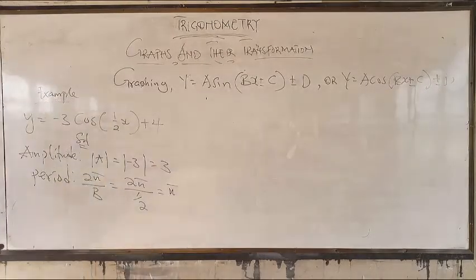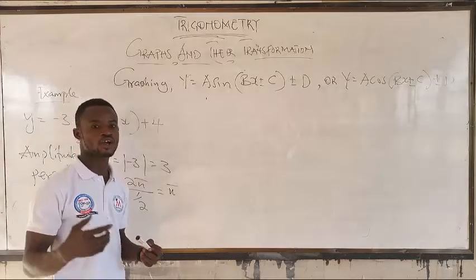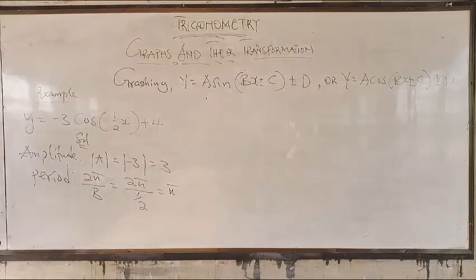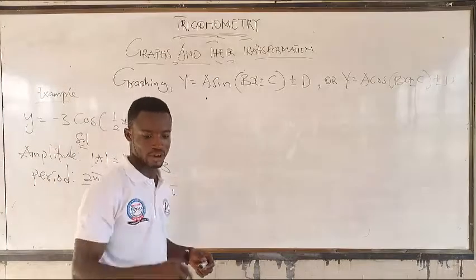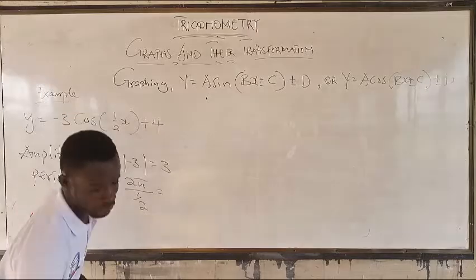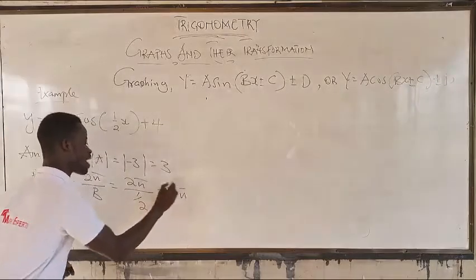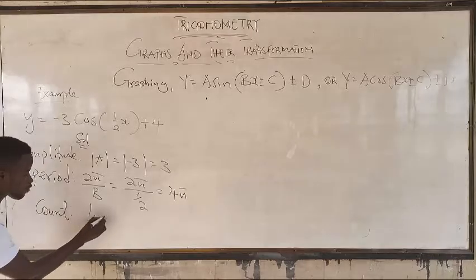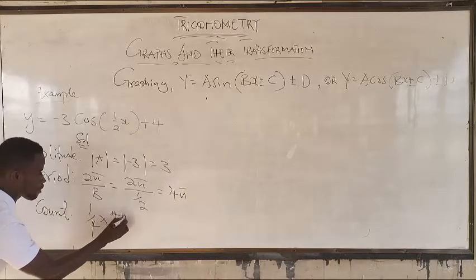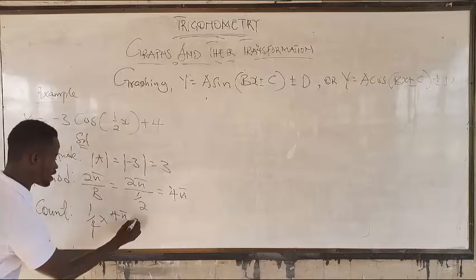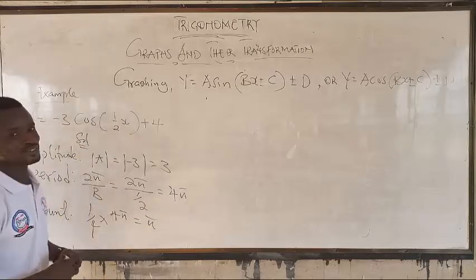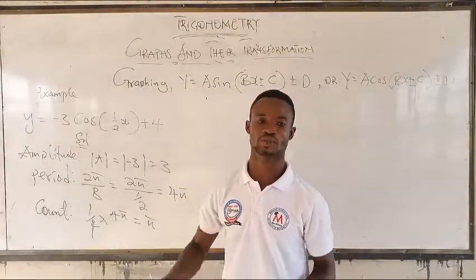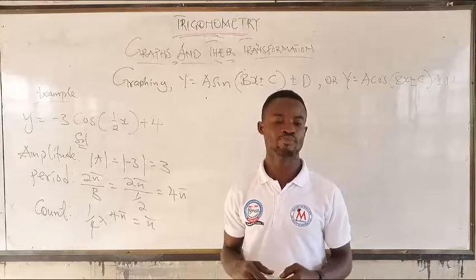What's the next thing? The next thing is to go for the count. Once you get the period, go for the count. Sorry, the period is going to give you 4 pi. And the count is 1/4 of the period, and that is pi. So the interval is pi. We just add pi to the left end point, and we go away.